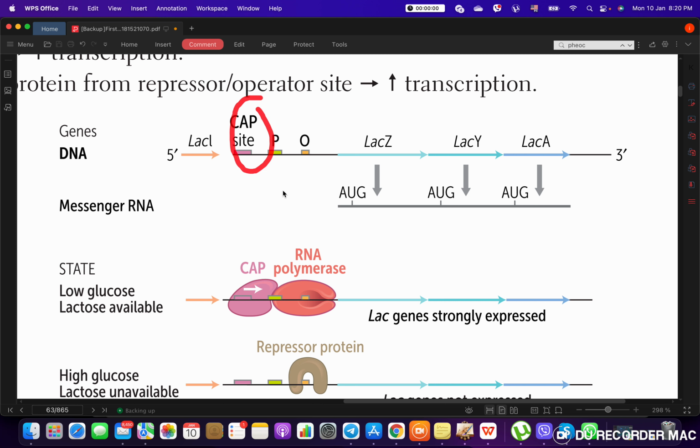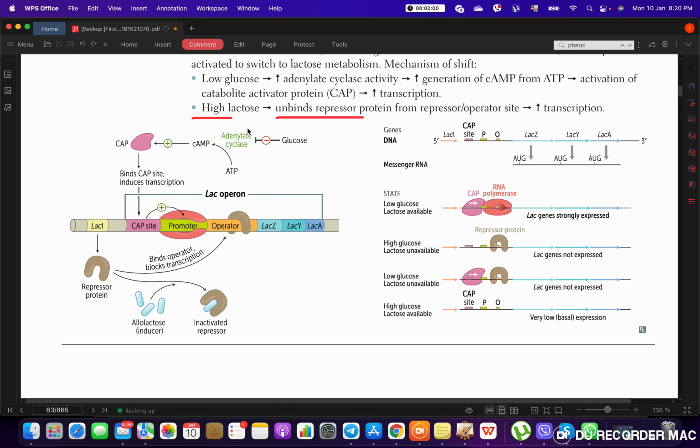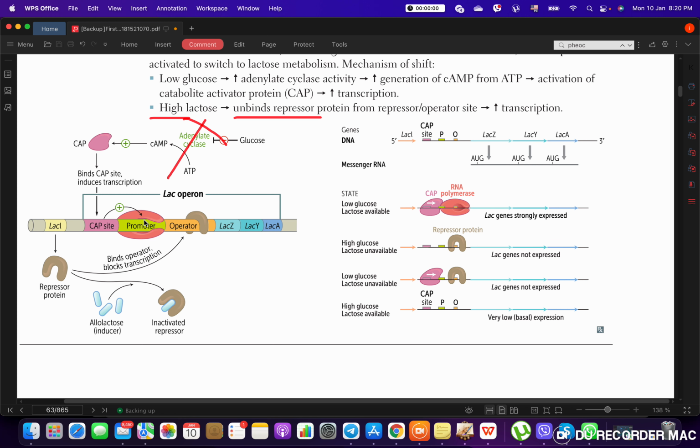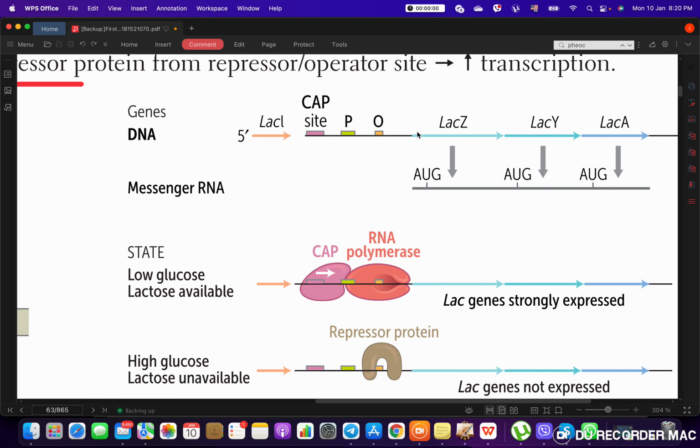Okay, the CAP. Let me put this question. If the patient has plenty of glucose, will the CAP bind to the CAP site? No way. It cannot bind to the CAP site. A lot of glucose will inhibit this guy. There will be no activation of CAP. It will not bind here. Okay. So let's say the glucose is low, CAP binds to the CAP site.